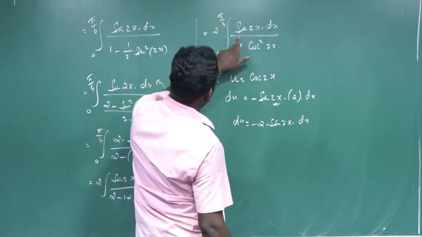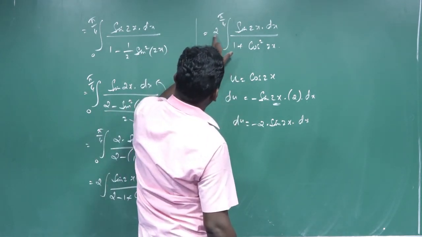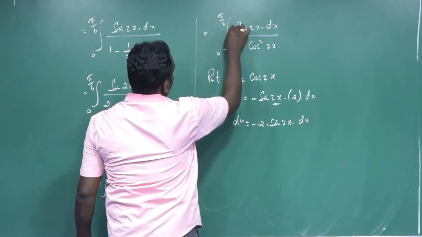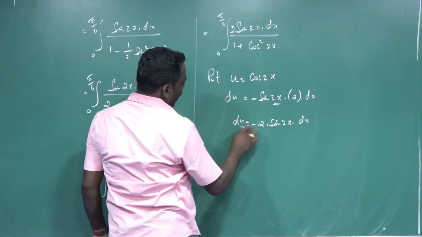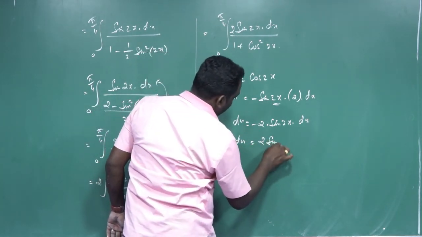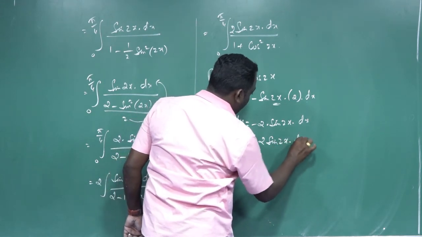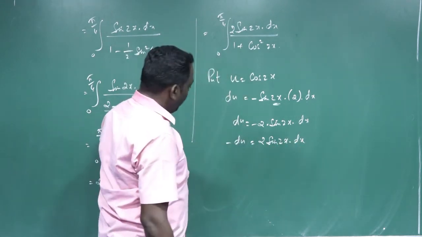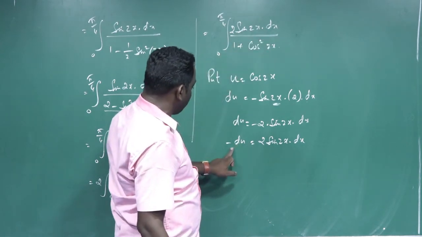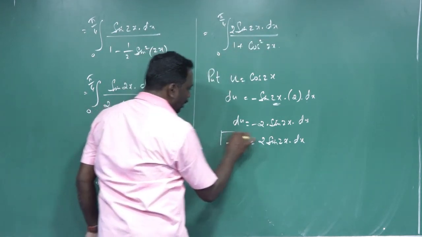But we have the numerator, it is simply we can write 2 inside the bracket. Therefore it is 2 here. Therefore minus multiplied by minus into du is equal to 2 times sin 2x into dx. Now 2 times sin 2x into dx we can rewrite as minus du.